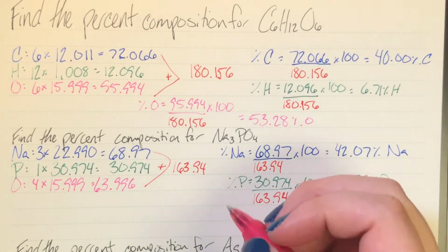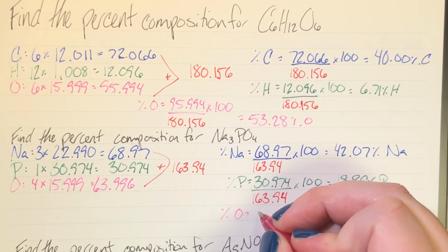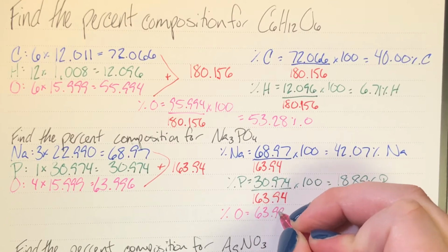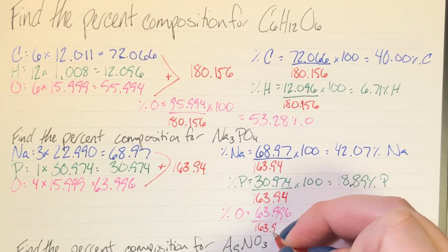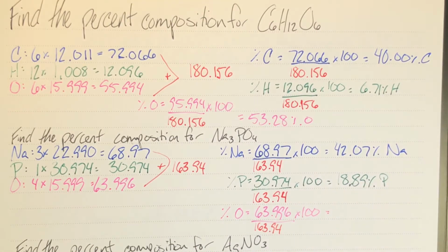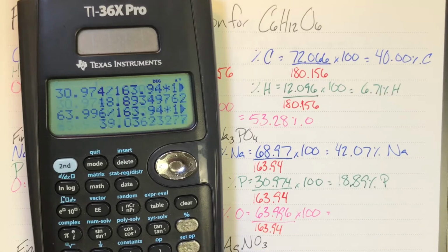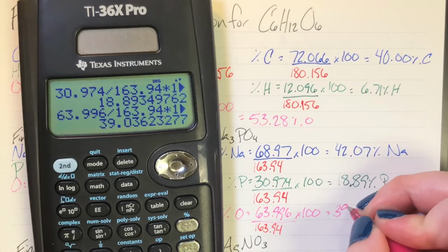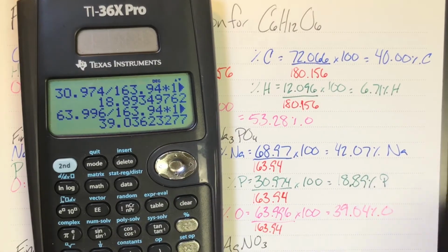Last but not least, I gave myself enough room this time, so I'm going to be able to do it all at once. Percent oxygen, I'm going to have oxygen's mass, which is 63.996. I'm going to be dividing it by the total mass of the compound, 163.94, and then I'm going to be multiplying that by 100. So 63.996 divided by 163.94 times 100. That will give me the number 39.06, makes me round up, 4% oxygen.